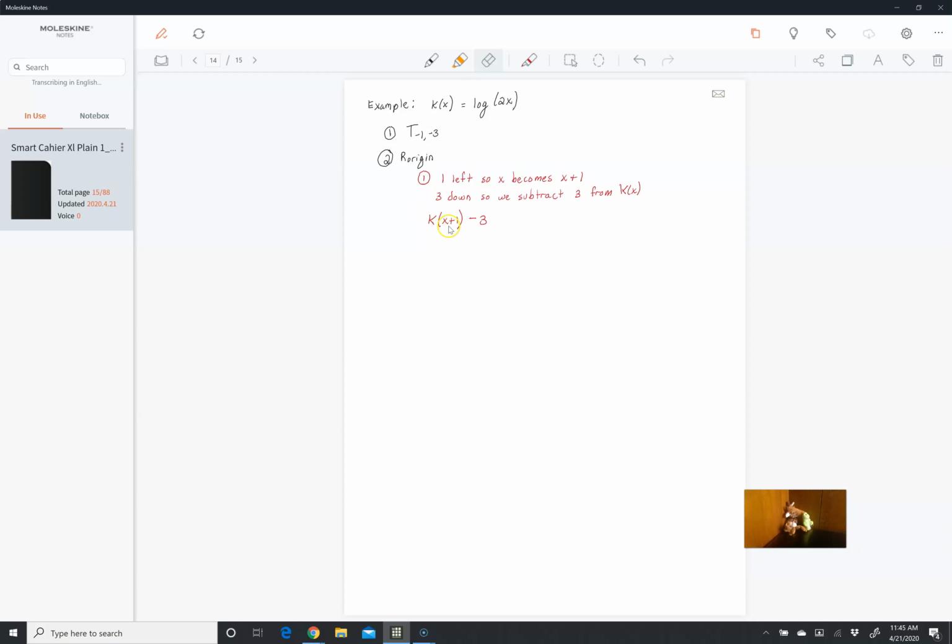Now these are our instructions. This is saying take every x and replace it with an x plus 1 and then just subtract 3 at the end. Our x becomes x plus 1 and then we're subtracting 3. Now we can simplify this. We don't have to, but we can.